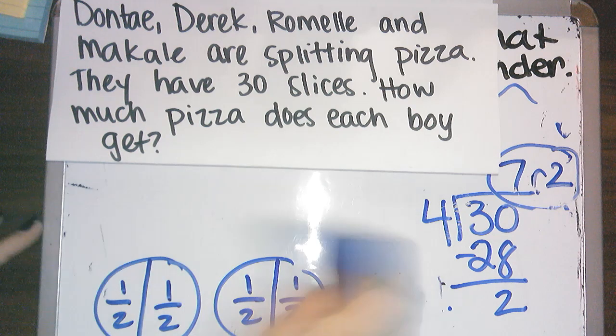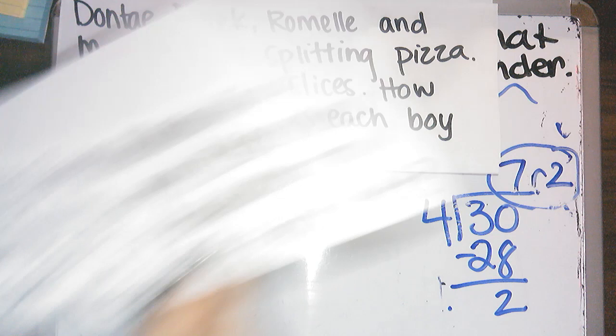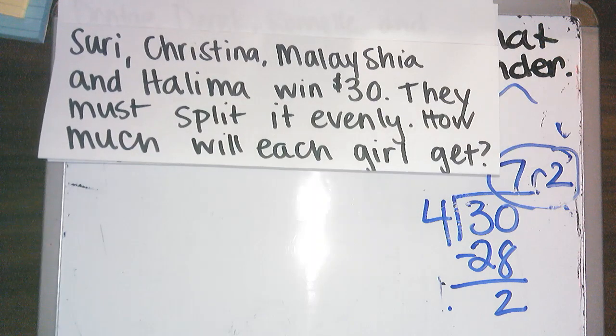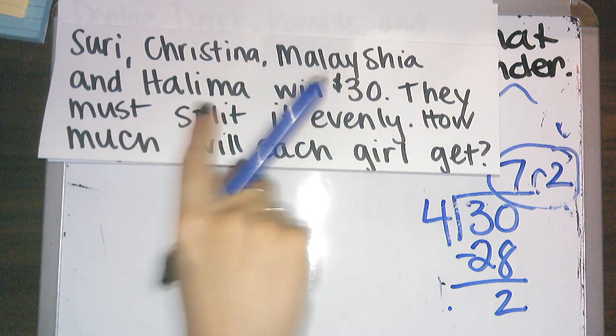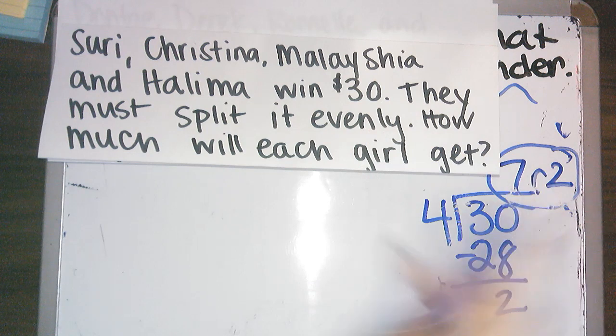I know you're thinking, Miss Johnson, there's no way there's more. There's more. Ooh, this one is a little tricky. Suri, Christina, Malaysia, and Halima win $30. They must split it evenly. How much will each girl get? Again, we have 4 girls and they are splitting $30. So we're going to do 30 divided by 4. They each get $7.